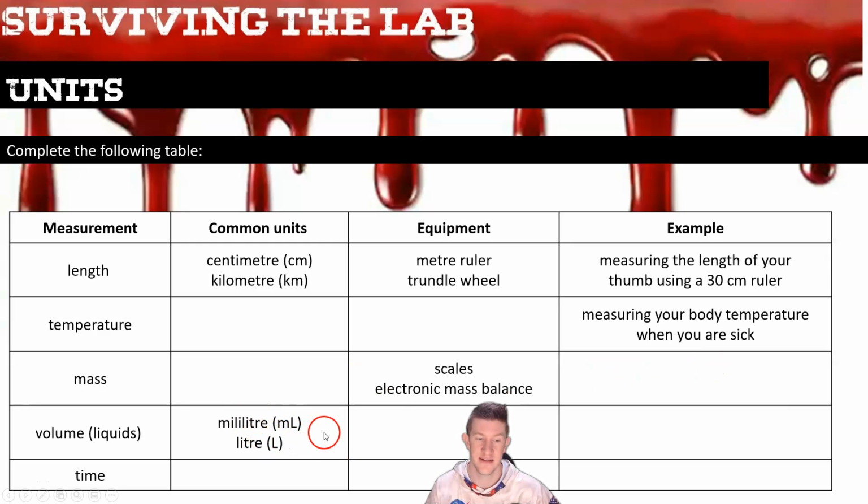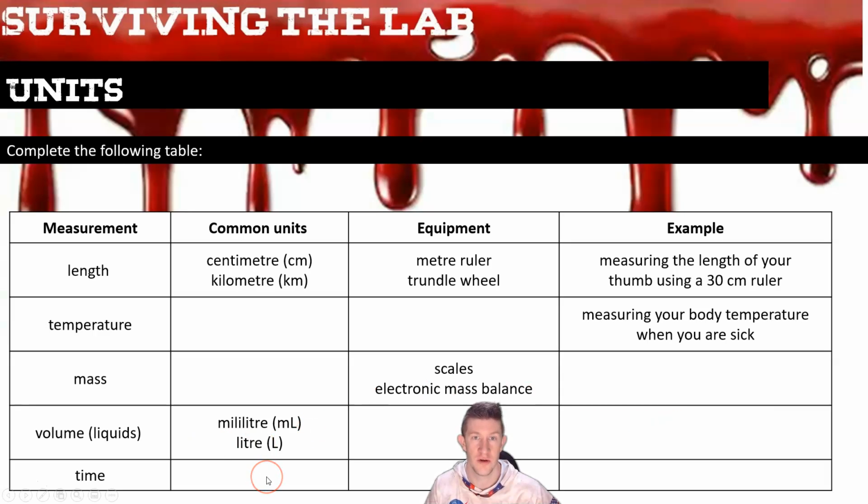Volume, millilitres and litres. The equipment to do that could be a beaker, could be a measuring cylinder. There's quite a range of those things. Anything with some sort of a flask with increments on it. An example could be, again, if you were cooking, measuring out an amount of liquid, an amount of water. In science, it could be measuring out a certain chemical, anything like that.